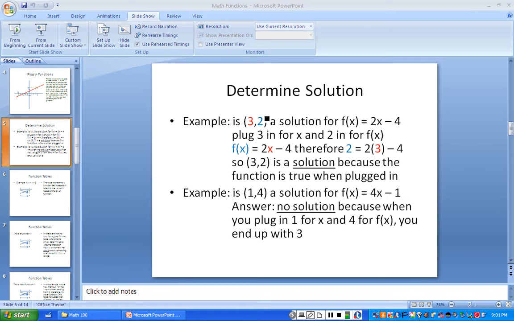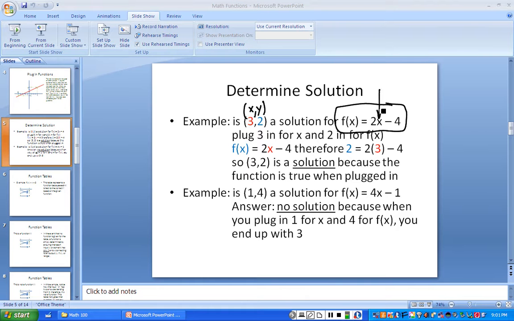There's 3, 2, right? There's a point. Remember, every point is an x and a y. So it's 3, 2. X is 3, y is 2. Is it a solution for this function? Alright, so all you do is understand x is 3, y is 2.